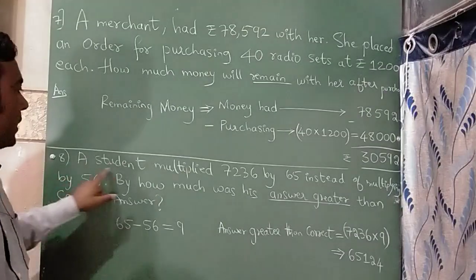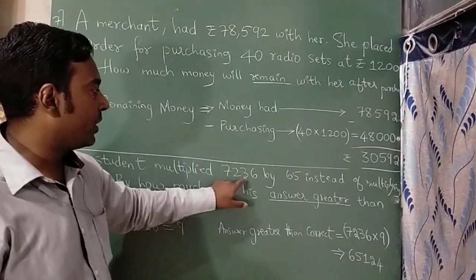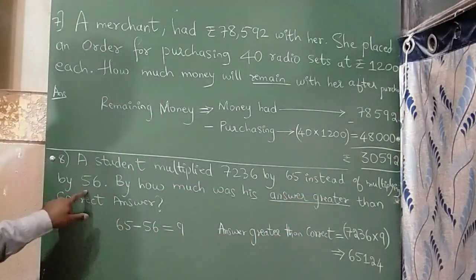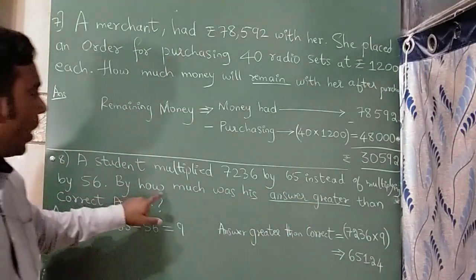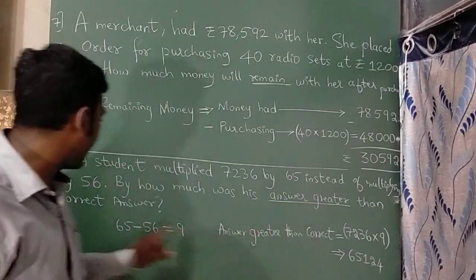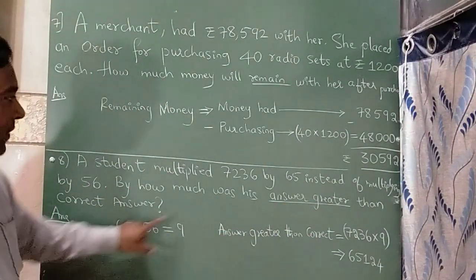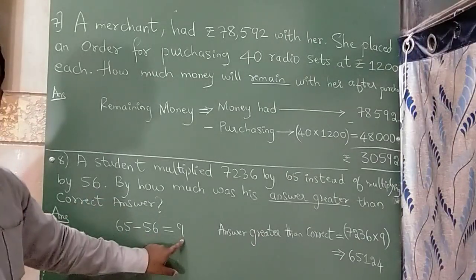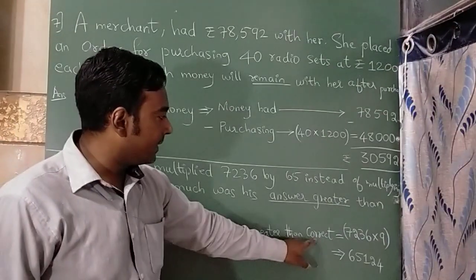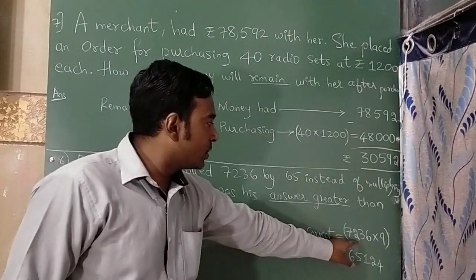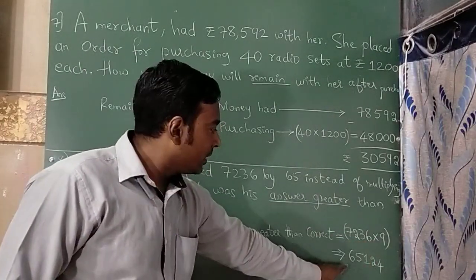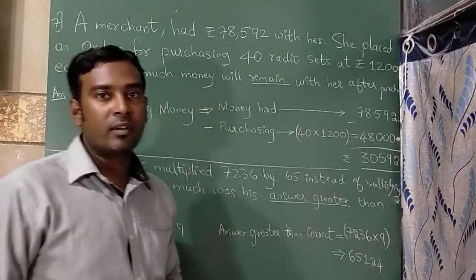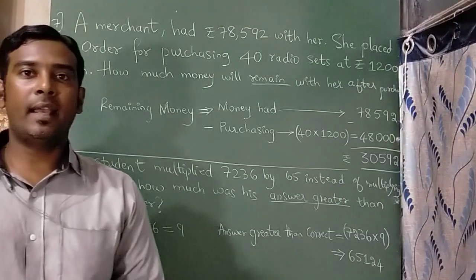Okay. 8th question. A student multiplied 7,236 by 65 instead of multiplying by 56. By how much was his answer greater than the correct answer? So 65 minus 56. If you subtract this, you will get 9. So the answer was greater than the correct answer by 7,236 into 9, which is equal to 65,124. Fine. So let's move on to the 9th question.